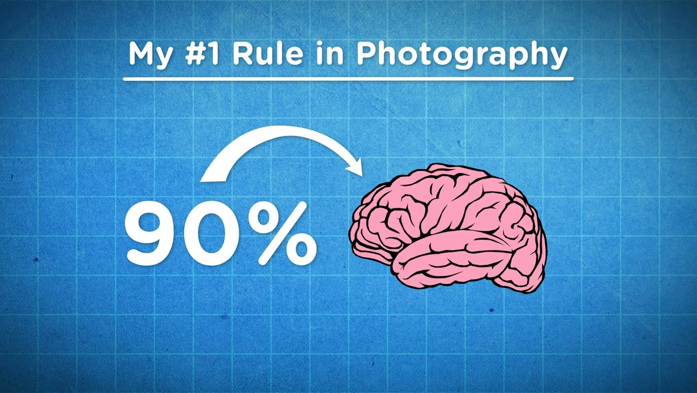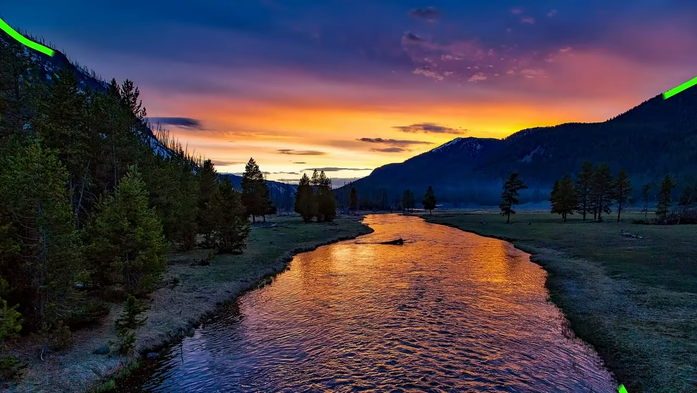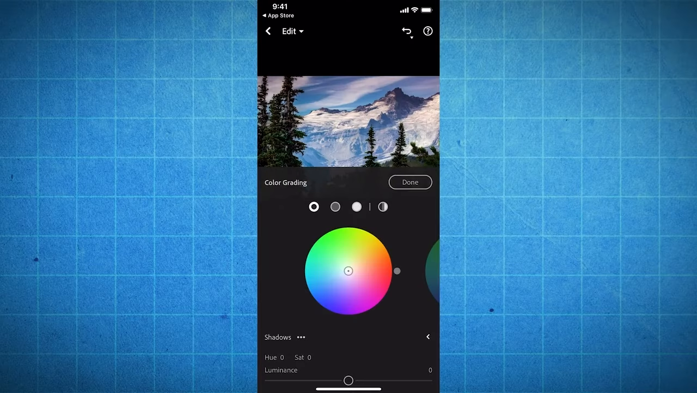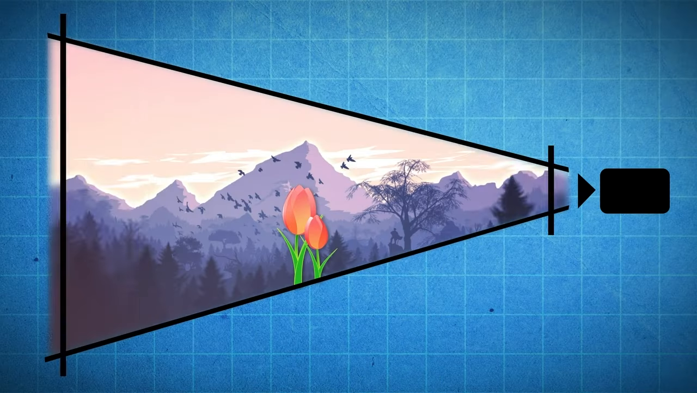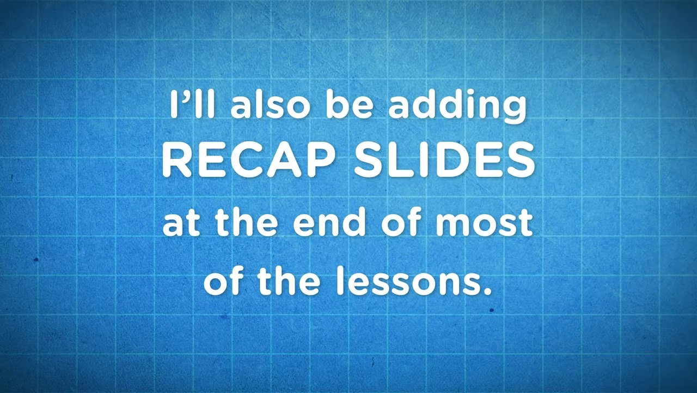If you don't have an iPhone, that's perfectly okay, because the bulk of the principles that I teach in this course can be applied to any camera or phone. It's less about what you use and more about how you use it. But this course is designed around the latest iPhone and iOS. Throughout this course, I show you lots of example images, screen recordings, and graphics to better illustrate the course material and keep you engaged from start to finish. I'll also be adding a recap slide at the end of most of the lectures.